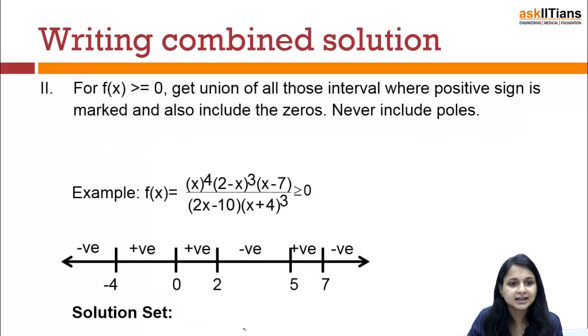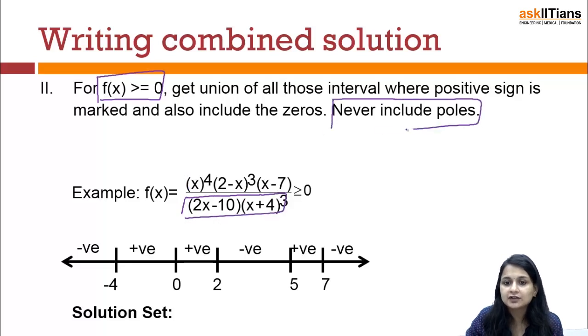Now, if I take the second case wherein f(x) is greater than or equal to 0, we have to understand that f(x) greater than or equal to 0 will include zeros also, because definitely poles will never be included. Now, this is very important. Never include poles, because if I include poles, that means I am saying that it is becoming infinity. Infinity is not any number, right? But yes, we will be including the zeros also.